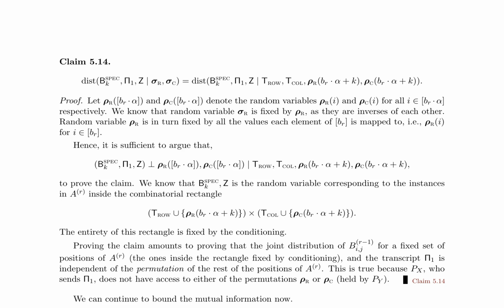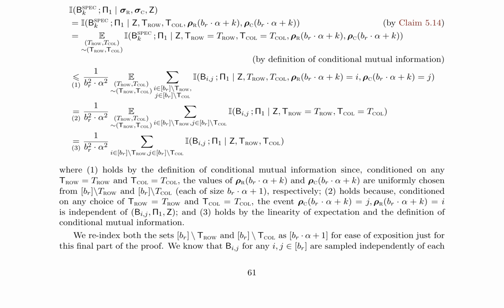This claim is proved by showing that the joint distribution of b_{r1,i,j} for a fixed set of positions of a_r and the transcript pi_1 is independent of the permutation of the rest of the positions of a_r.